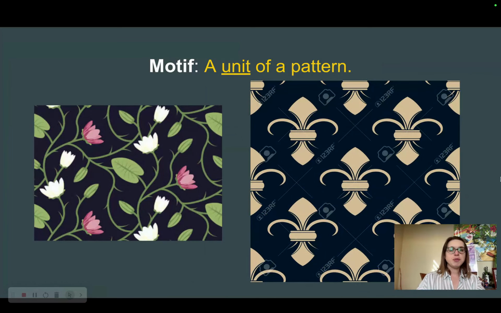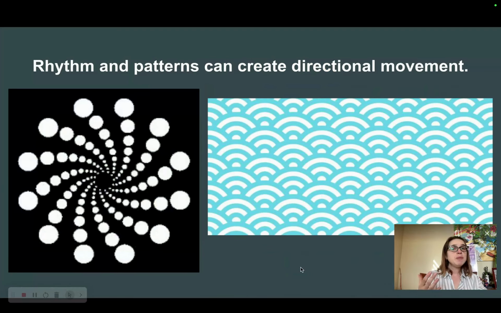These are examples of motifs. A motif is like a little design that's repeated. We often see this in clothing. And rhythm and patterns can create directional movement. So for example, these dots repeat from the center and go outward. These waves, right, create a sense of directional movement.